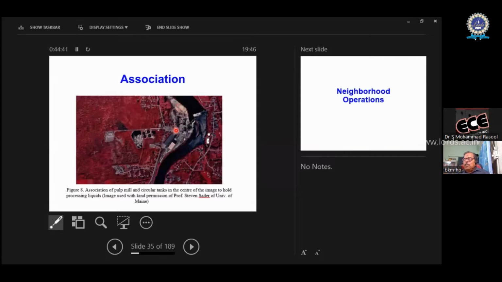And then association. Here is an example of a pulp mill with circular tanks nearby to hold the liquids. I'm not exactly aware of all the details, but you can see the mill areas and the holding tanks.